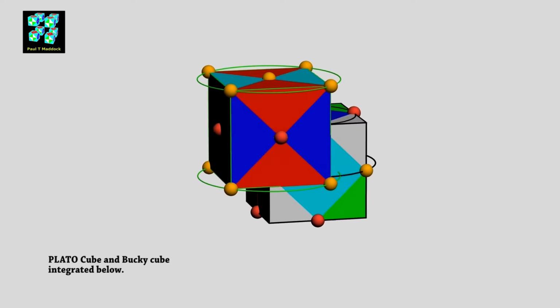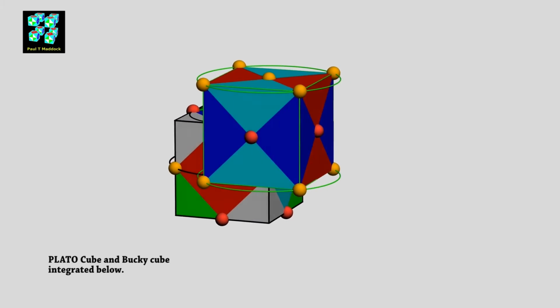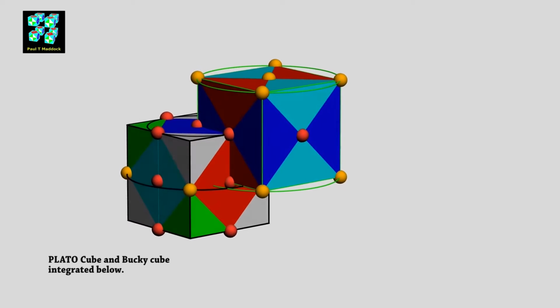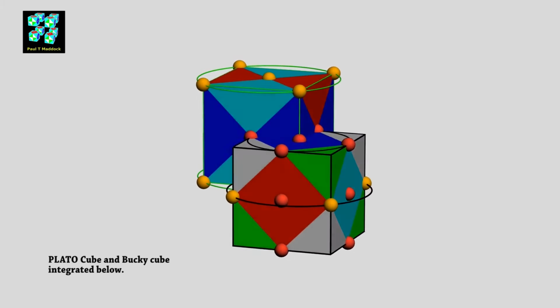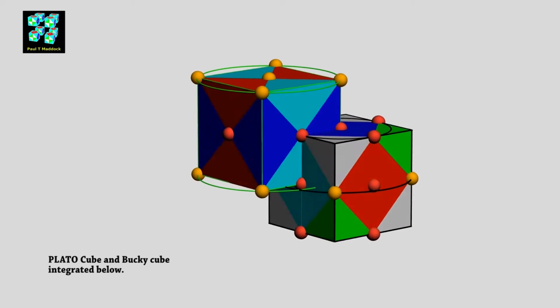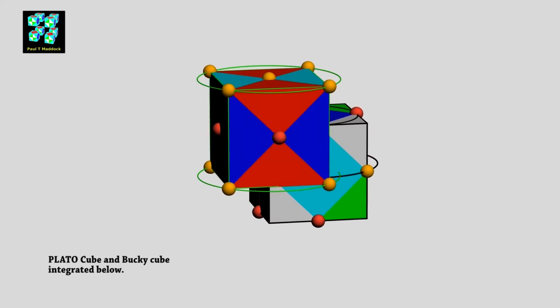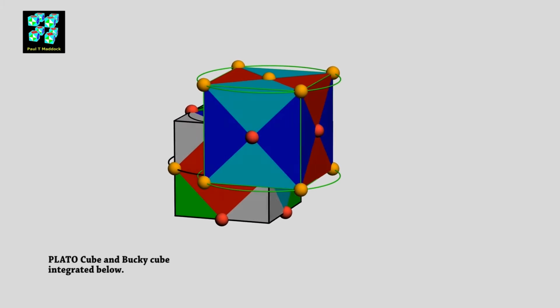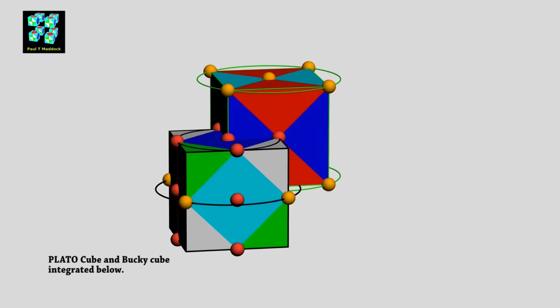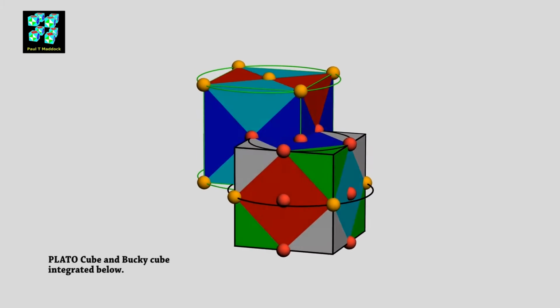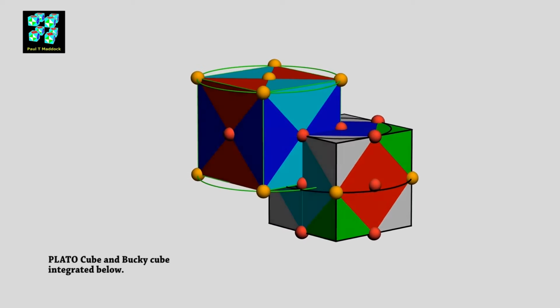Now, CubicWonder is basically the integration of Plato Cubes and Bucky Cubes. If you look at the Bucky Cube and Plato Cube, you see that I've got little spheres. Notice that these little spheres are arranged on the important vertex points around the CubicWonder.